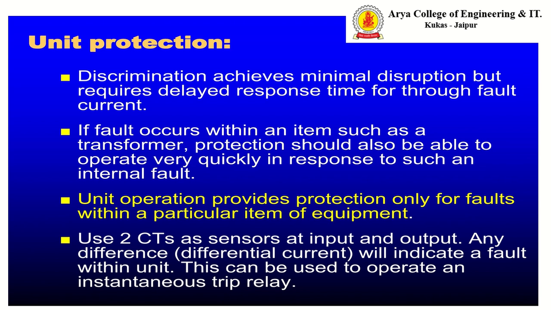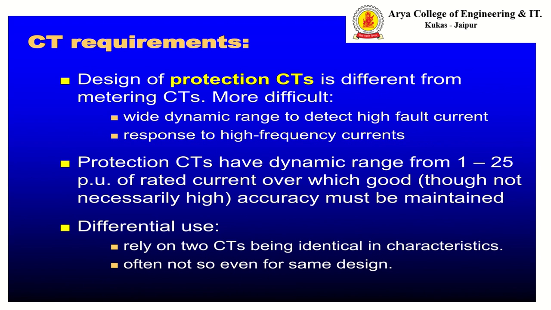The unit operation provides protection only for faults within a particular item of equipment. Using two CTs as sensors at input and output, any difference will indicate a fault within the unit. This can be used to operate an instantaneous trip relay. Why is a CT required? The design of protection CTs is different from metering CTs.